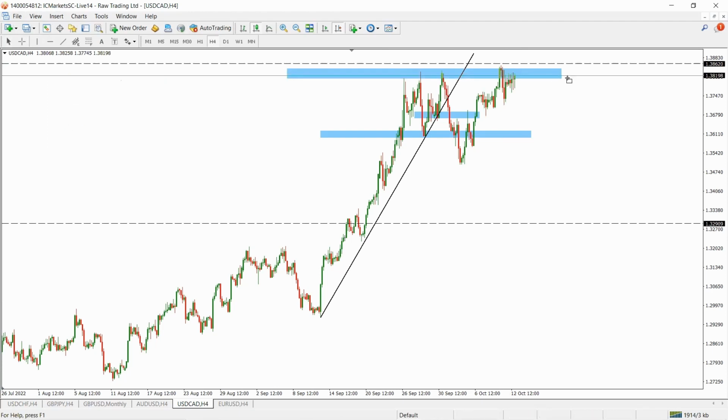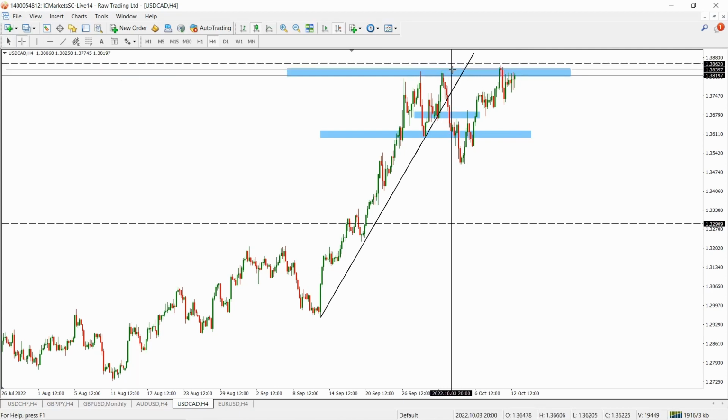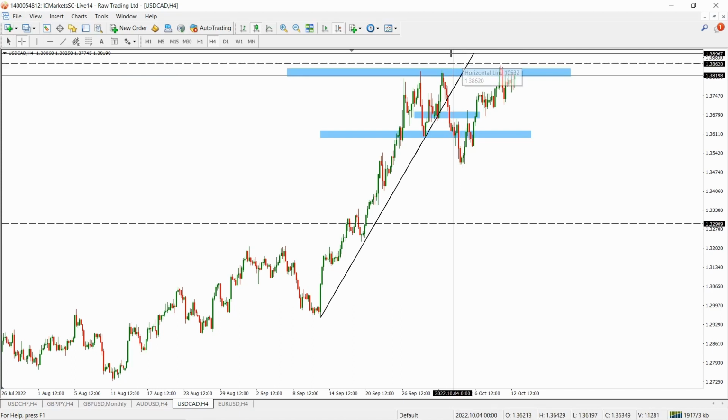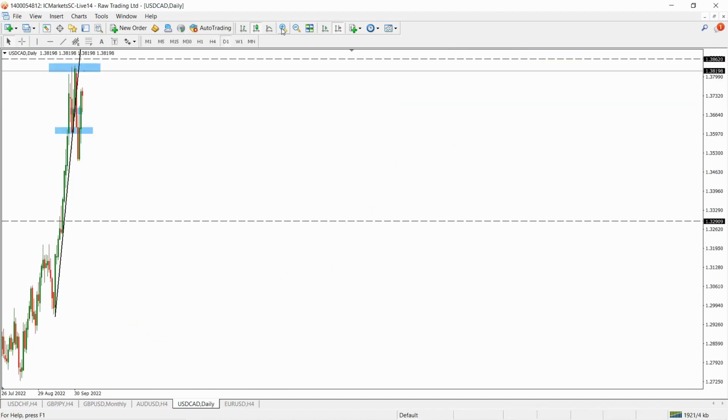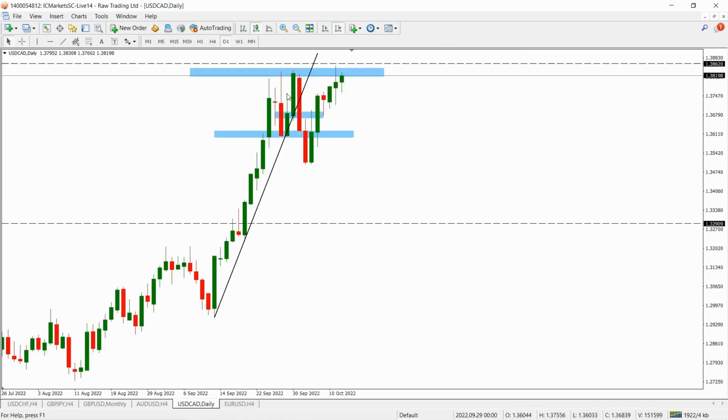Would you say this setup is still valid or not? Has price broken this high? Has it broken this high level significantly? No, not significantly. All right, so let's look at the daily time frame. Price closed above the highest point it got to. So that means the trade is still in gain, right?